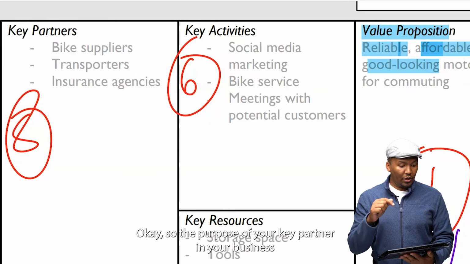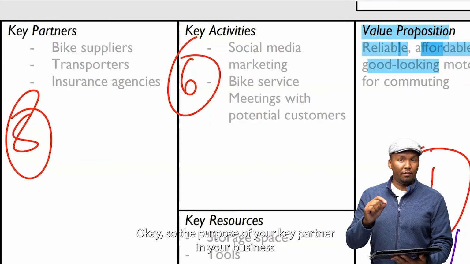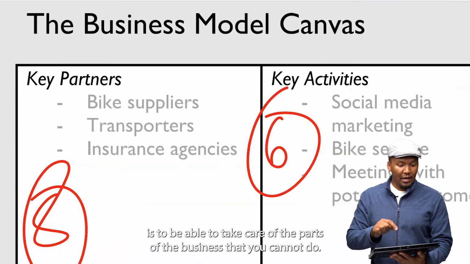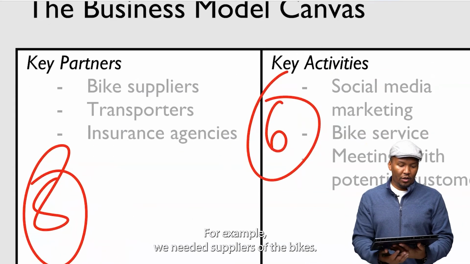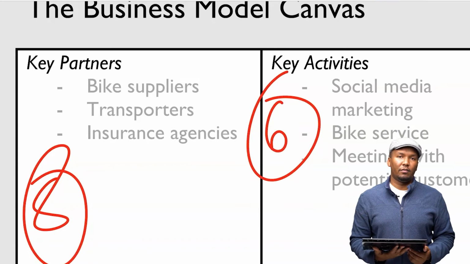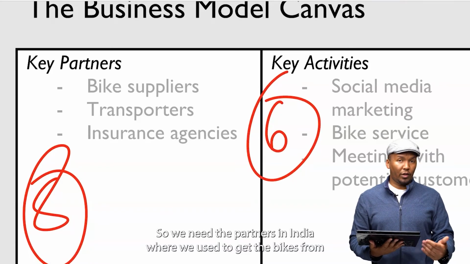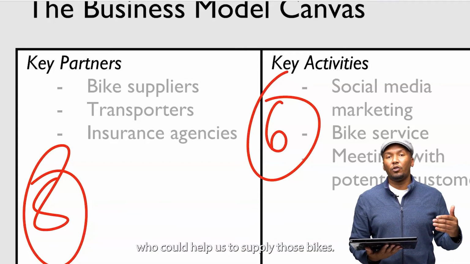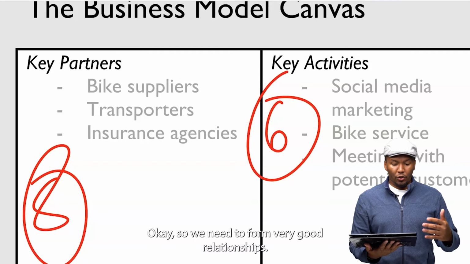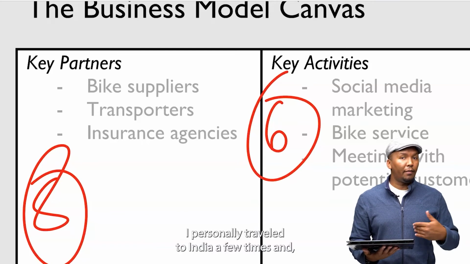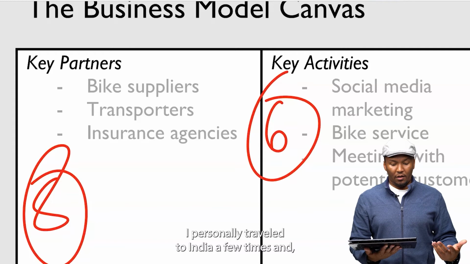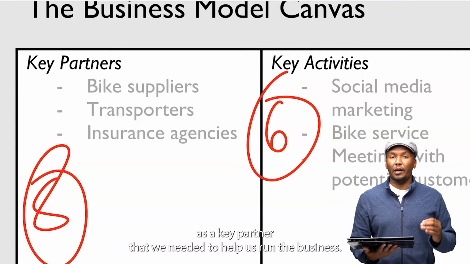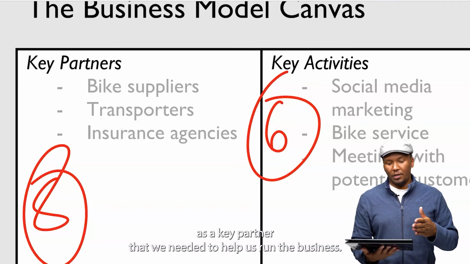Partners. Okay? So the purpose of your key partner in your business is to be able to take care of the parts of the business that you cannot do. For example, we needed suppliers of the bikes. So we needed partners in India, where we used to get the bikes from, who could help us to supply those bikes. Okay? So we needed to form very good relationships. I personally traveled to India a few times, and I was able to develop those relationships with suppliers as a key partner that we needed to help us run the business.